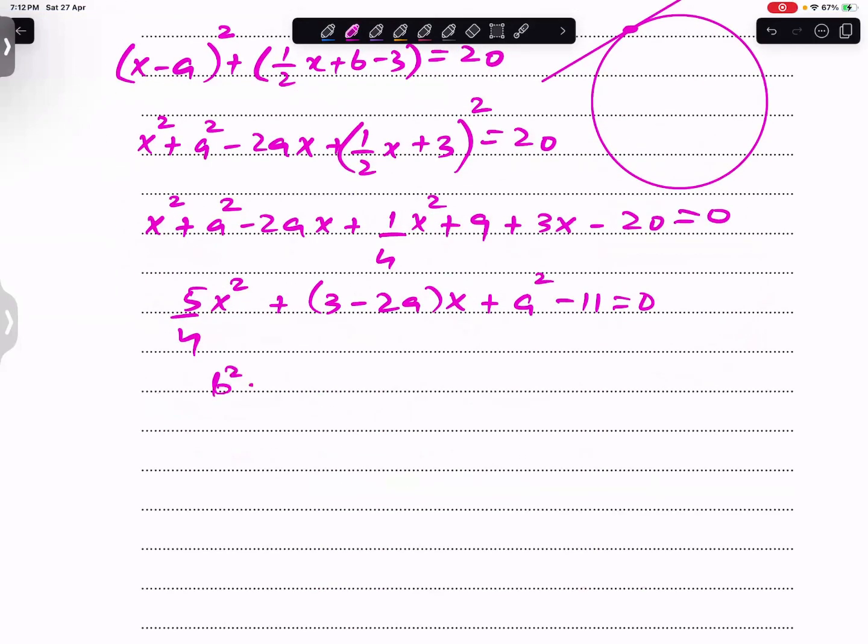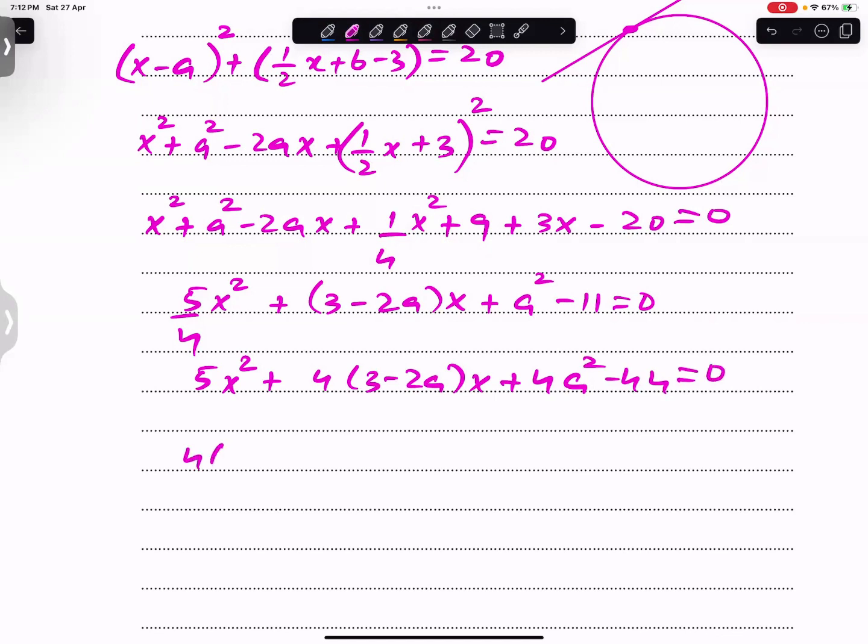So b square minus, or you can multiply it with 4 to just avoid fractions. 5x square plus 4 into (3 minus 2a) x plus 4a square minus 44 equal to 0. So b square minus 4ac, b square minus 4ac equal to 0.